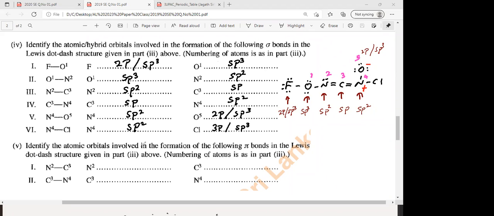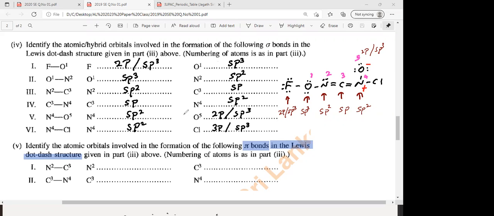Identify the atomic orbitals involved in the formation of the following 5 bonds. Highlight here the formation of 5 bonds, the 5 bonds in the Lewis dot dash structure. Okay. Can you quickly post the answer on chat?